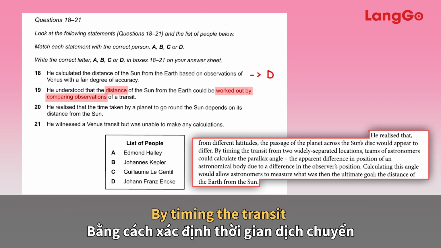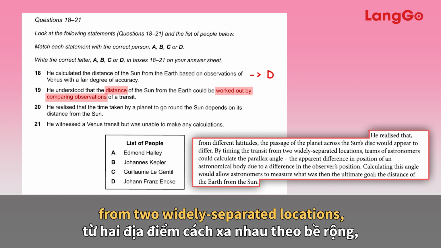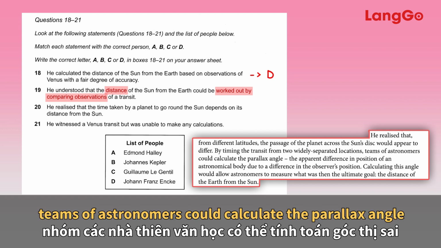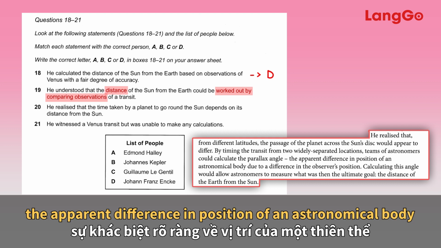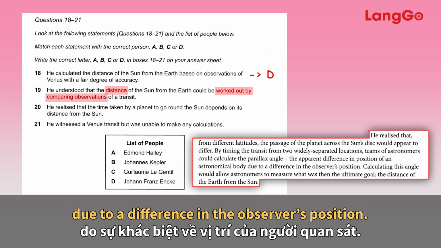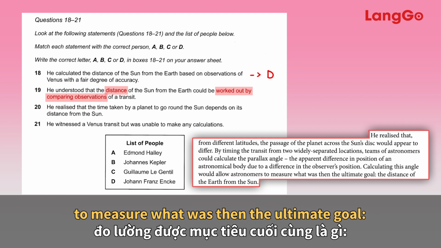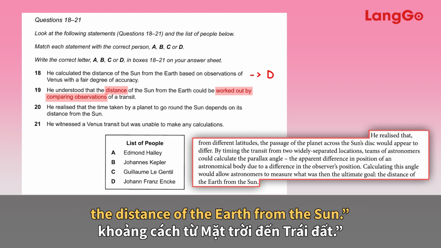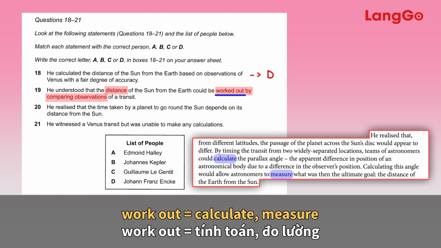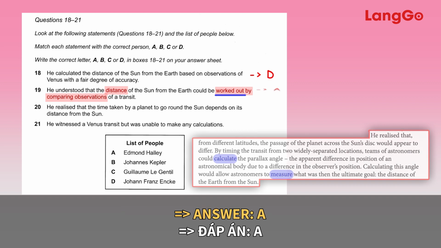By timing the transit from two widely separated locations, teams of astronomers could calculate the parallax angle, the apparent difference in position of an astronomical body due to a difference in the observer's position. Calculating this angle would allow astronomers to measure what was then the ultimate goal, the distance to the Earth from the sun. To work out is to calculate or measure, so our answer here would be A.